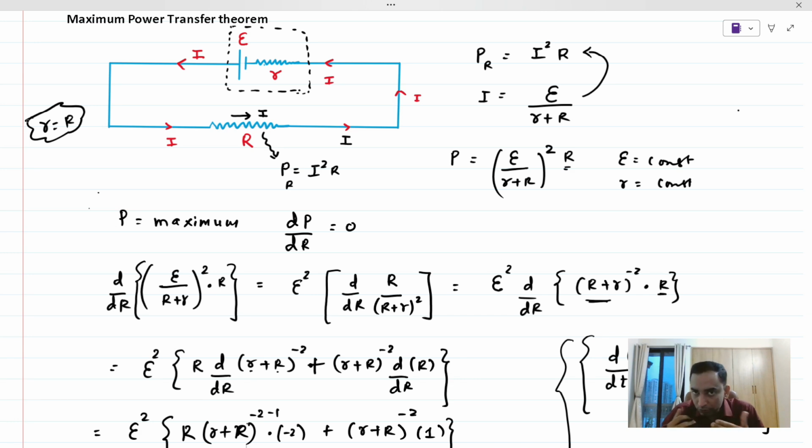I hope guys this was a little bit easier for you, but I must say to all my viewers that you should write this derivation at least twice. The differentiation part is easy, but for some of the students it might be difficult. Write it down, you will understand.